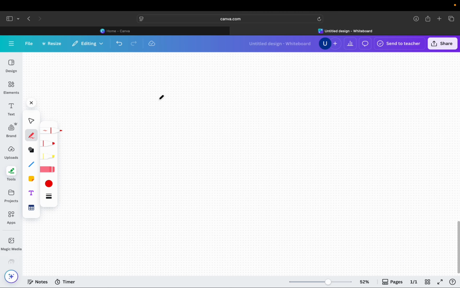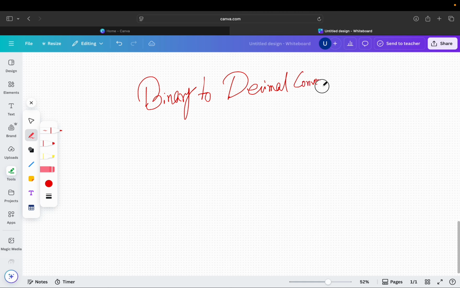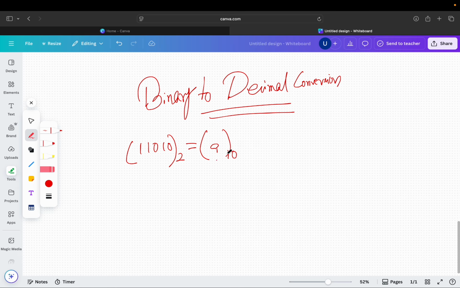So here, what we have to do is binary to decimal conversion. We shall do it. First of all, we have to write a binary number, 11010. This is the binary number I have. This is a base 2 number and I have to convert it to base 10.